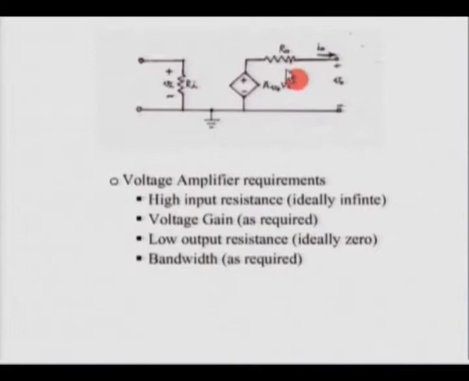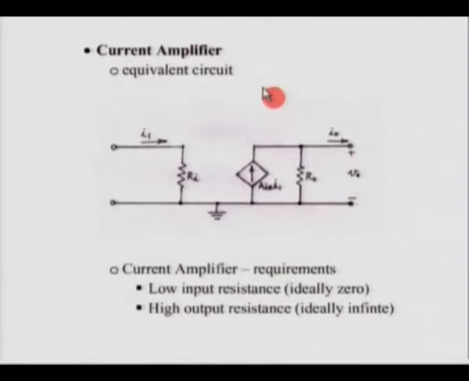Coming to the output resistance, that resistance should be as small as possible. Since it is a voltage source, when you connect a load across the output, any current which flows into the load would develop a voltage drop across R naught. So, ideally the output resistance should be 0, and again bandwidth as required. So, for a voltage amplifier, ideally we would like infinite input resistance and 0 output resistance. Let us look at one more amplifier, the current amplifier.